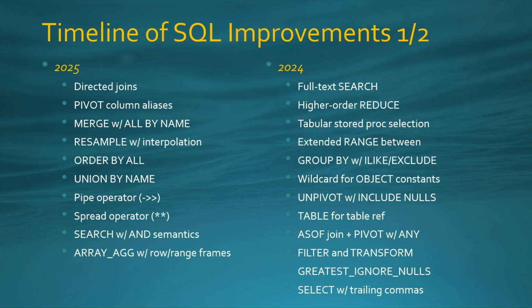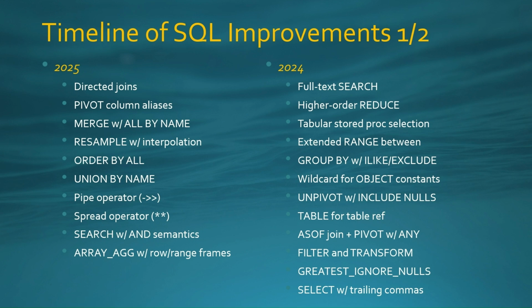In 2025, this is the past year, they came up with directed joins, pivot column aliases, merge with all by name, resample with interpolation, order by all, union by name, pipe operator, spread operator. Okay, the search function with AND semantics, array aggregation with row range frames.